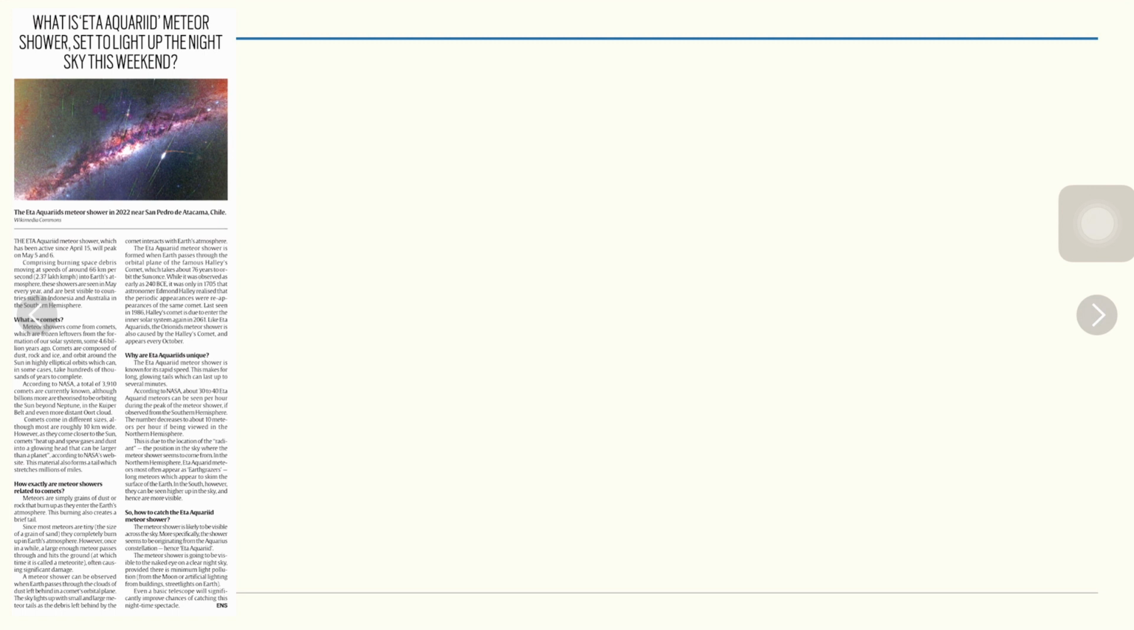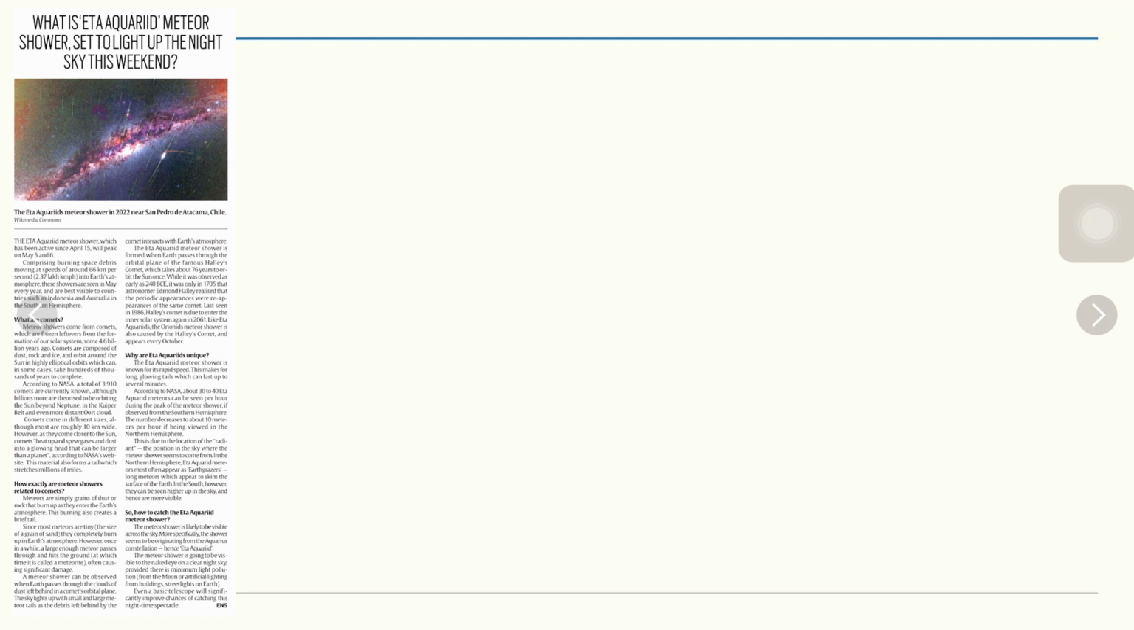However, as comets come closer to the sun, they heat up and spew gases and dust into a glowing head that can be larger than a planet. This material also forms a tail which stretches millions of miles. Meteors are simply grains of dust or rock that burn up as they enter the Earth's atmosphere. This burning also creates a brief tail. Since most meteors are tiny, they completely burn up. However, once in a while, a large enough meteor passes through and hits the ground, often causing significant damage.